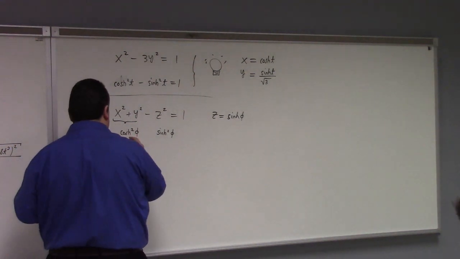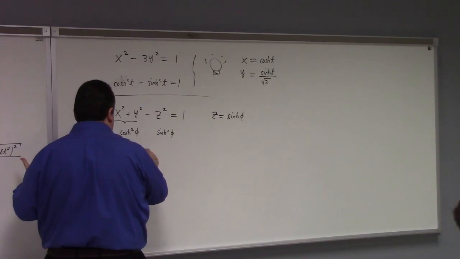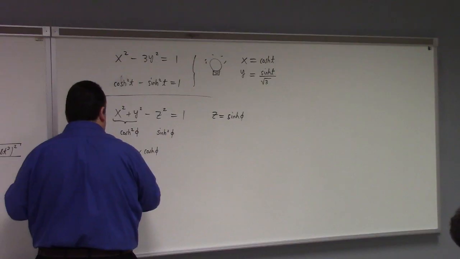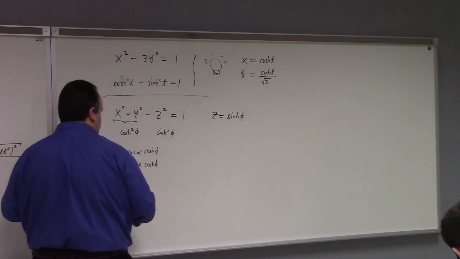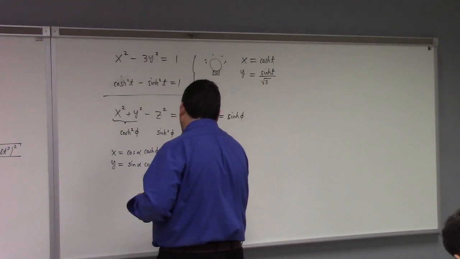But x squared and y squared require a little bit more conniving. What I would suggest is we try something like x equals cosine alpha cosh phi, and y equals sine alpha cosh phi. See, because if I do that, when I square these, what do I get?